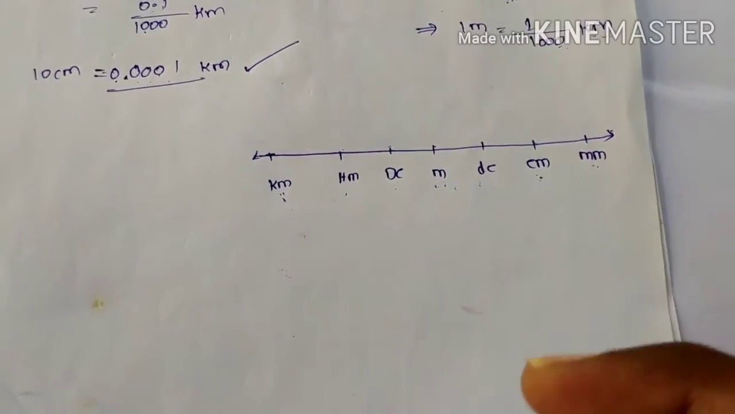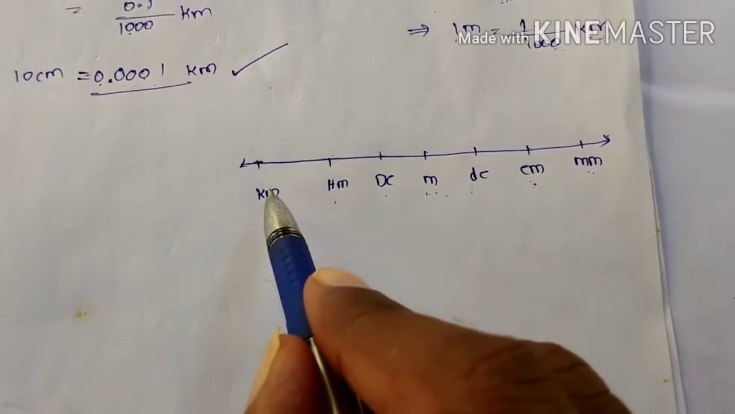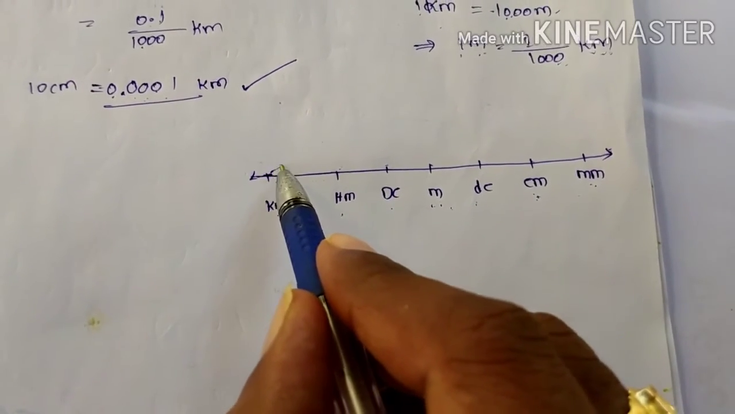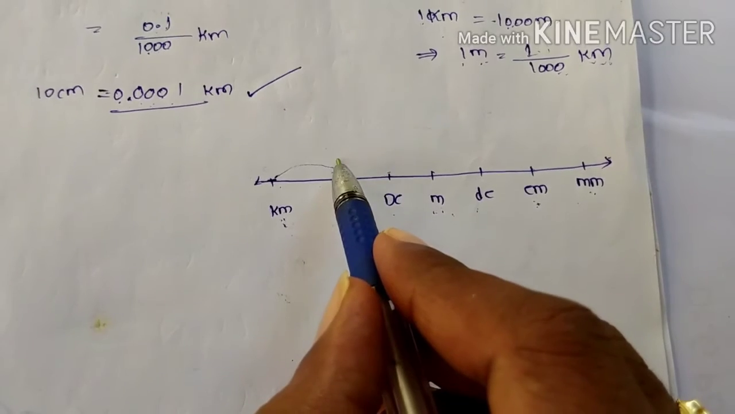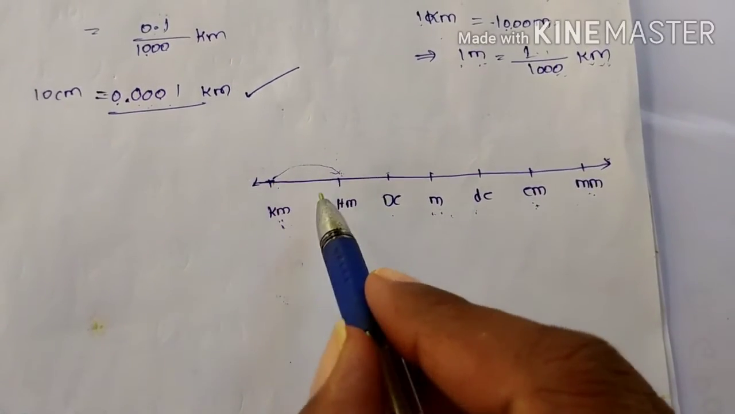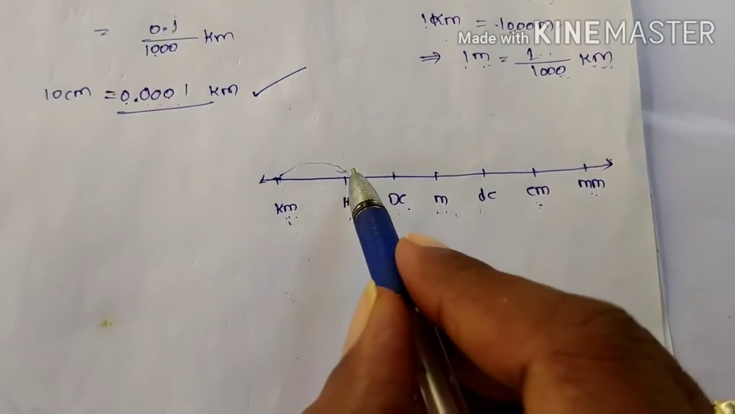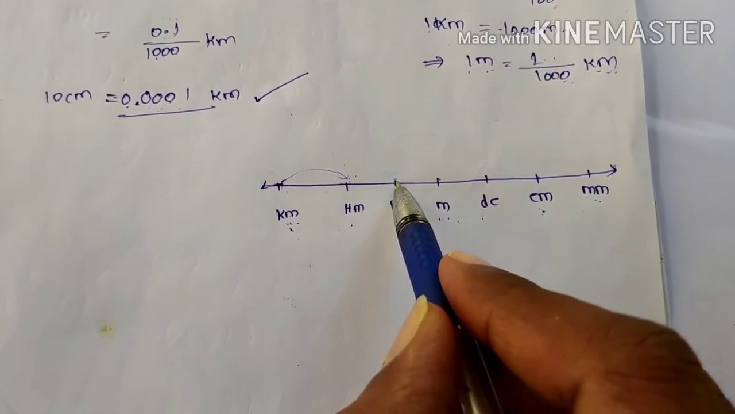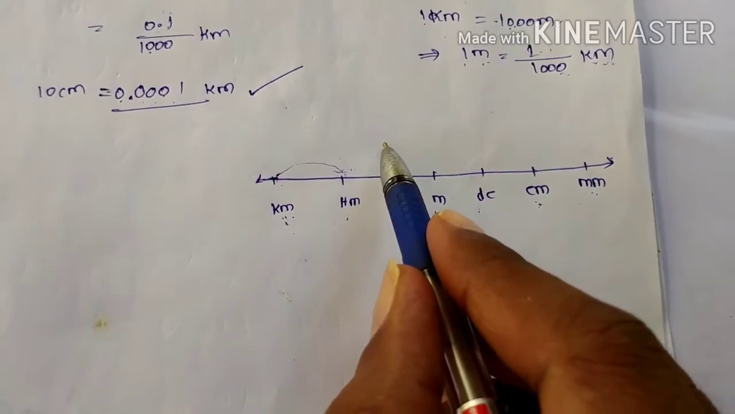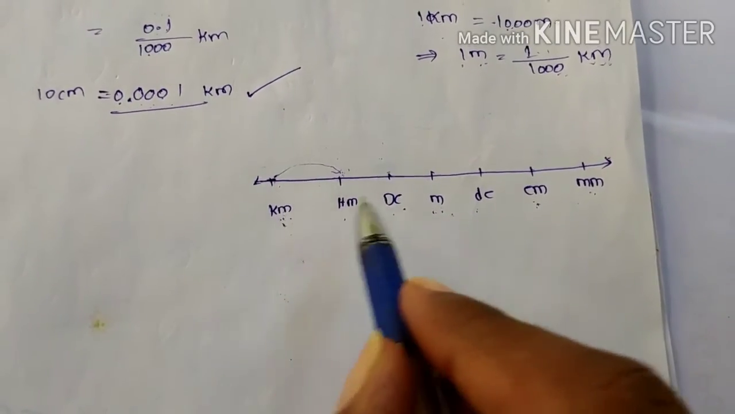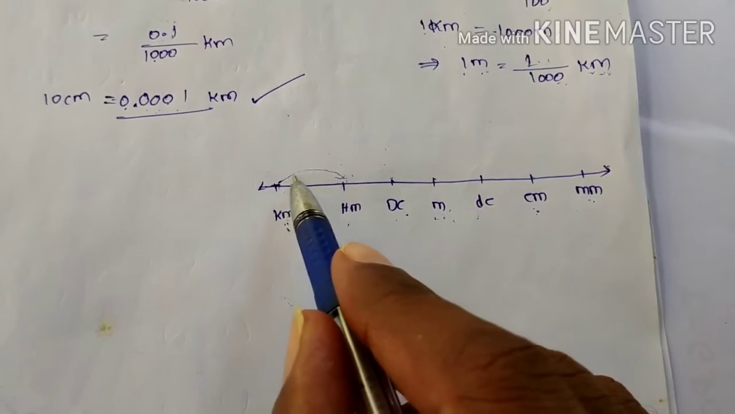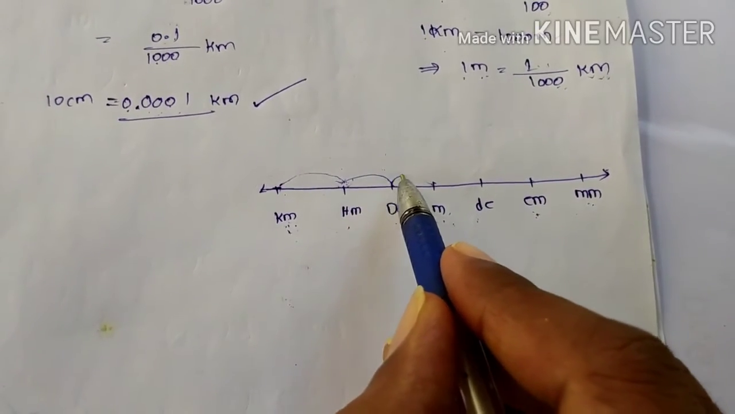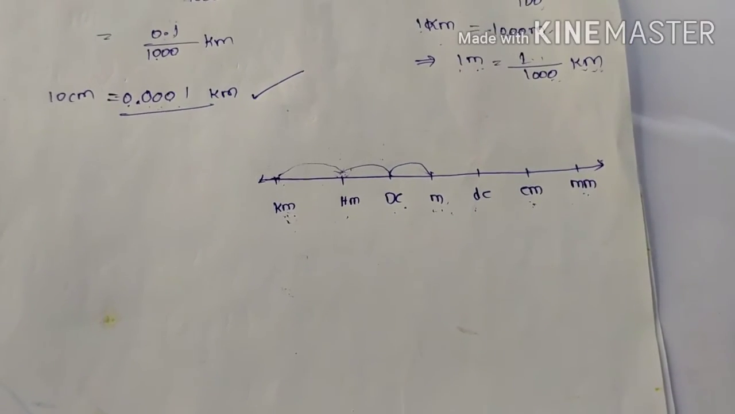While converting kilometer to hectometer, you multiply with 10 power 1, because you are moving only one place. If you are moving kilometer to decameter, that is 2 steps, so you write 10 power 2. If I am converting kilometer to meter, how many steps? 1, 2, 3. Yes or no? Total 3 steps. That means you need to multiply with 10 power 3.